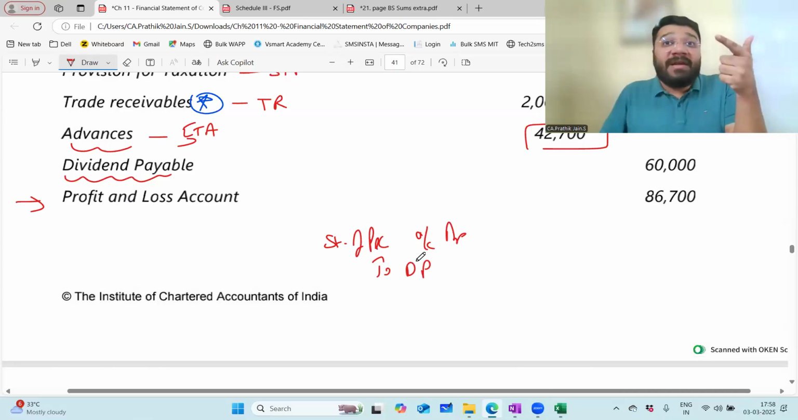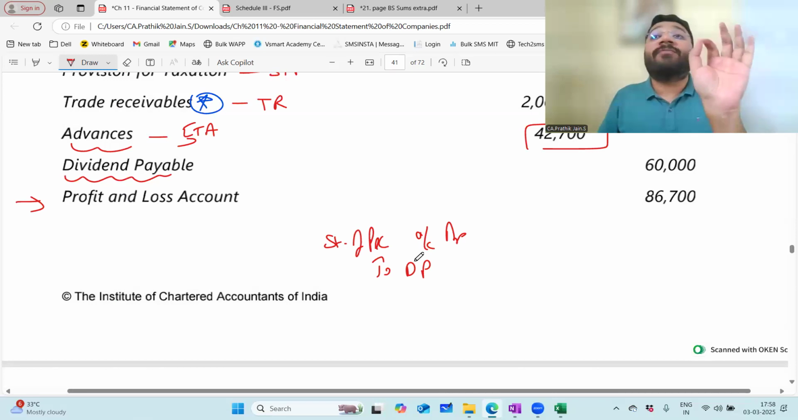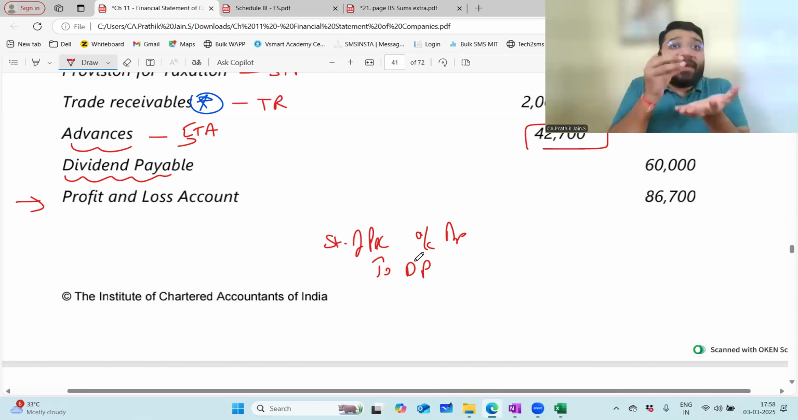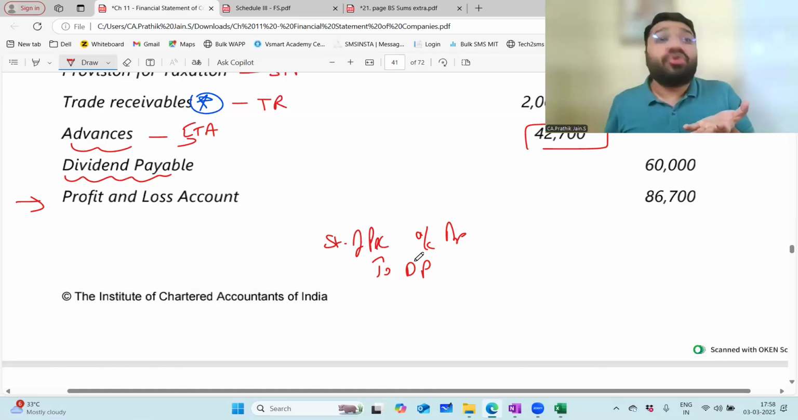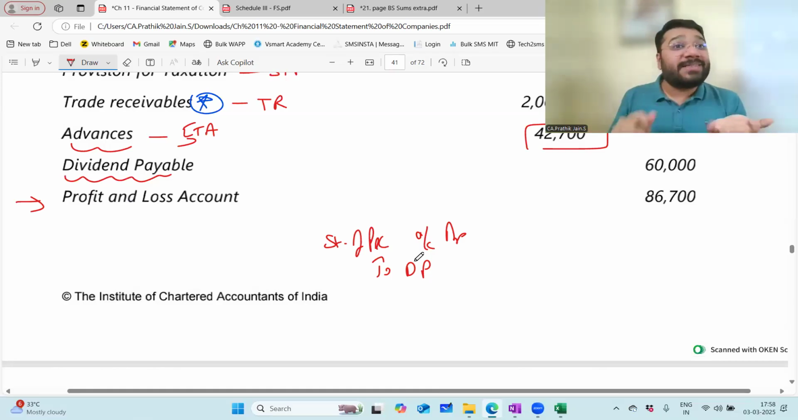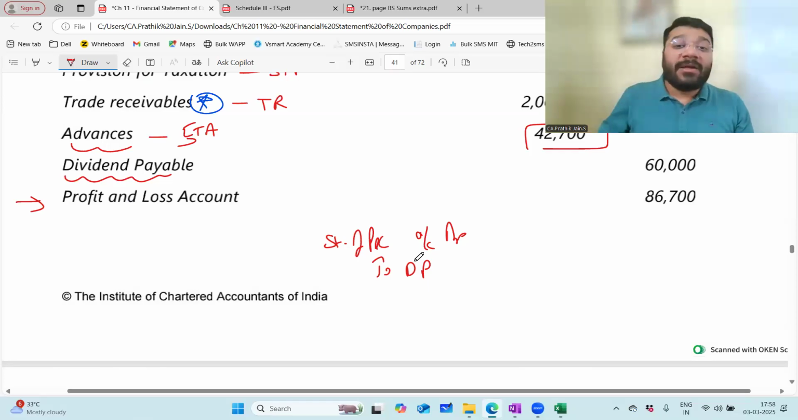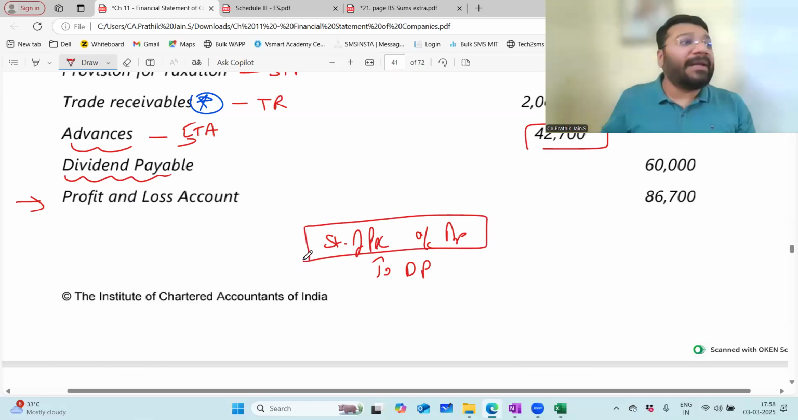Dividend is nothing but distribution of profit. When I give a small portion of my total profit to you, will my profit increase or decrease? Decrease. Profit is what balance? Credit balance or debit balance? Credit balance. To increase profit, credit. To decrease profit, debit. To decrease profit, I give a debit in the P&L account. Did I pay this money? When am I creating this entry?